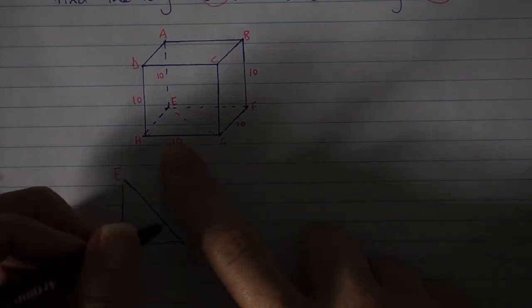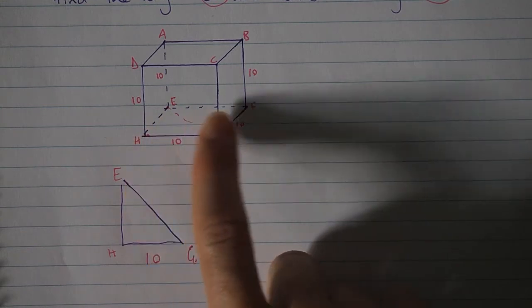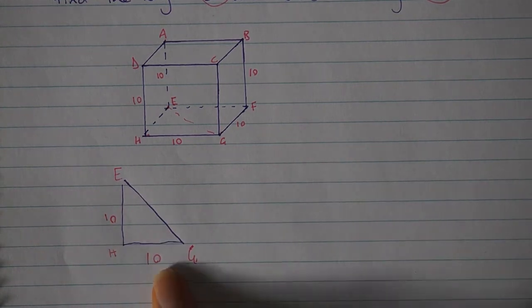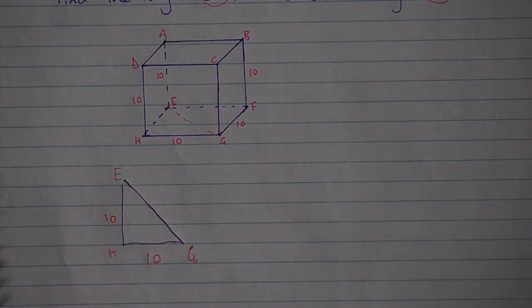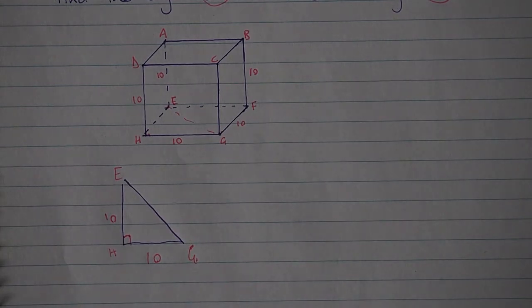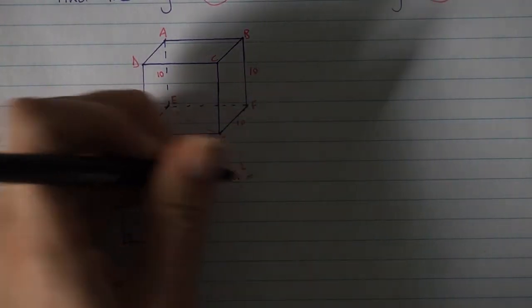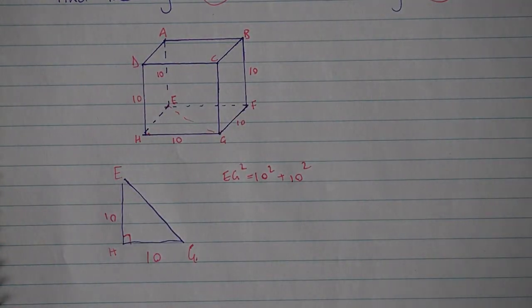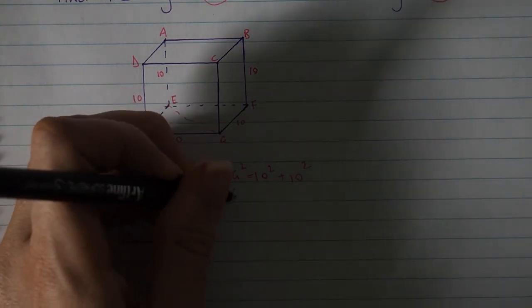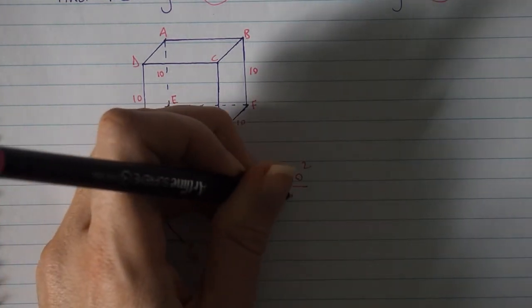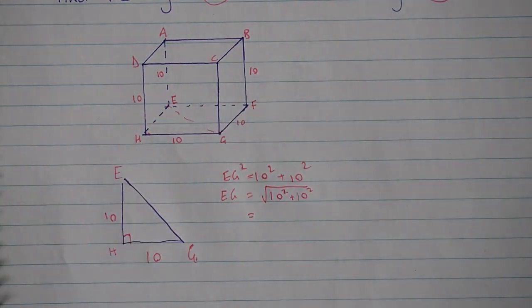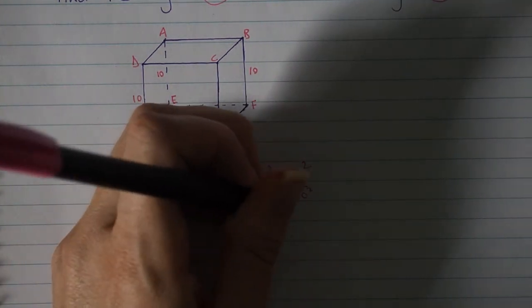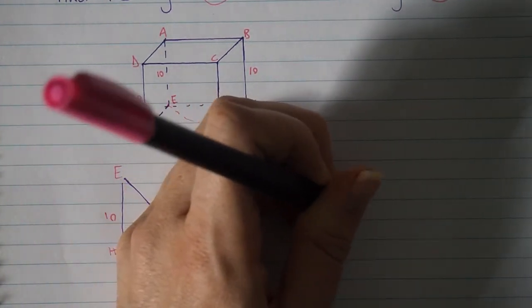So my length HG is 10. My length EH is 10 because it's a cube that we can see, right? So now I can find EG because I have my two short sides. And yes, this is a right angle triangle. So EG squared is equal to 10 squared plus 10 squared. So I'm just applying Pythagoras' theorem using the sides that I have. EG is equal to the square root of 10 squared plus 10 squared. Okay, I pop that in my calculator and I get 14.14. Now I've rounded that to 2 decimal places.